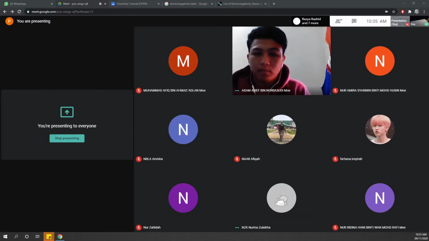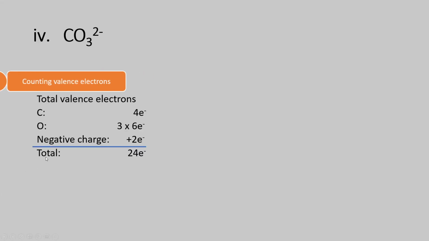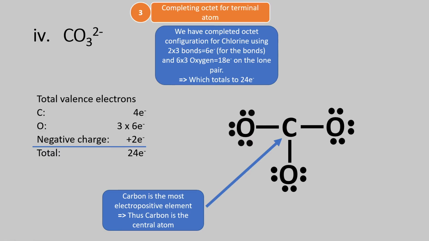Jangan. Saya salah tulis ni. Okay, kita dah guna 6 elektron untuk each of the oxygen untuk completekan octet configuration for oxygen kan. So kita guna 18. So 6 tambah 18 is 24.